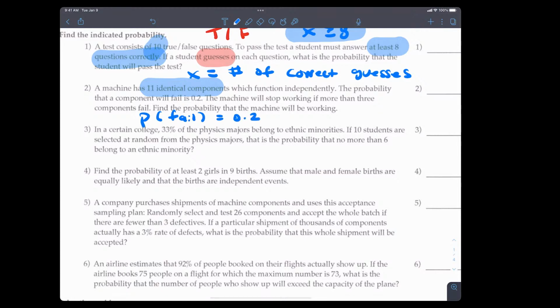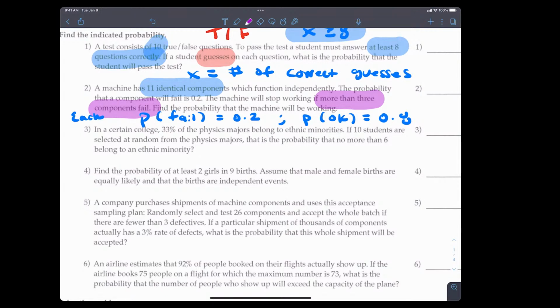is 0.2. Now, the complement of failing is it really functions. And that's the complement. That's 0.8. So I just want to let you know that's for each individual component. Okay? Now, here's what they're going to say with the rest of this. They say the machine will stop working if more than 3 components fail. So I'm going to have to really consider what they're saying here. If more than 3 components fail, the machine stops working.